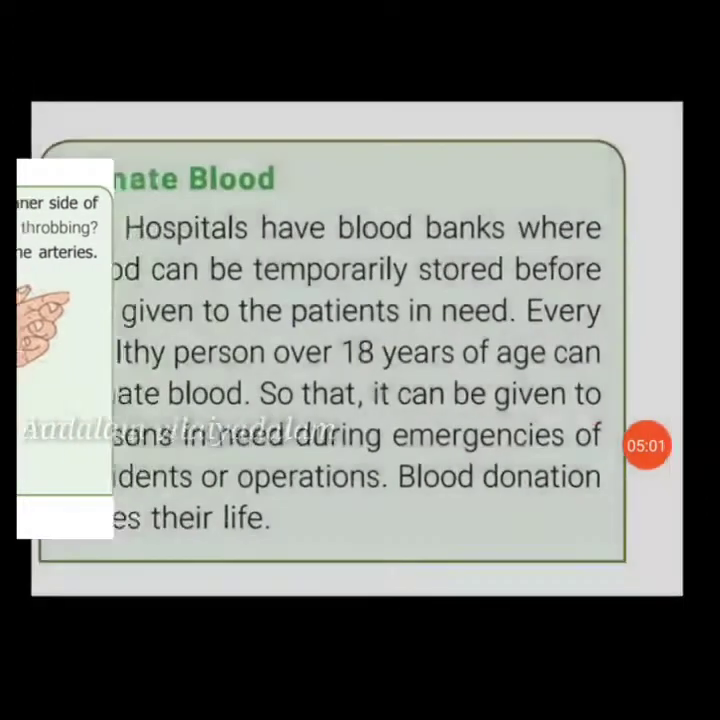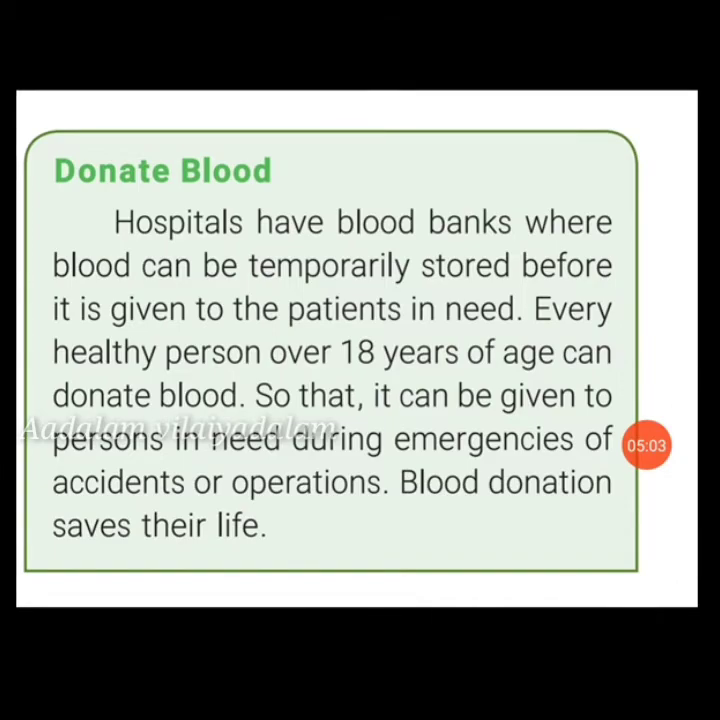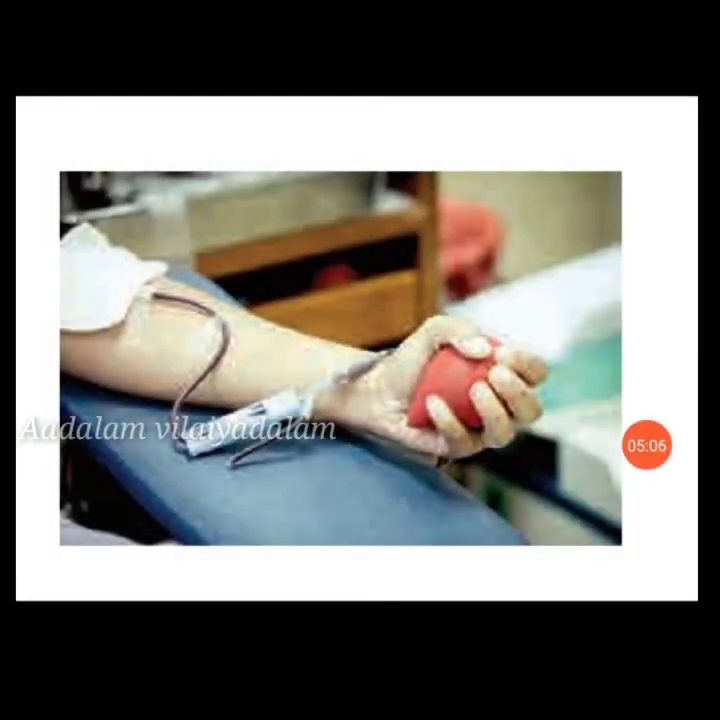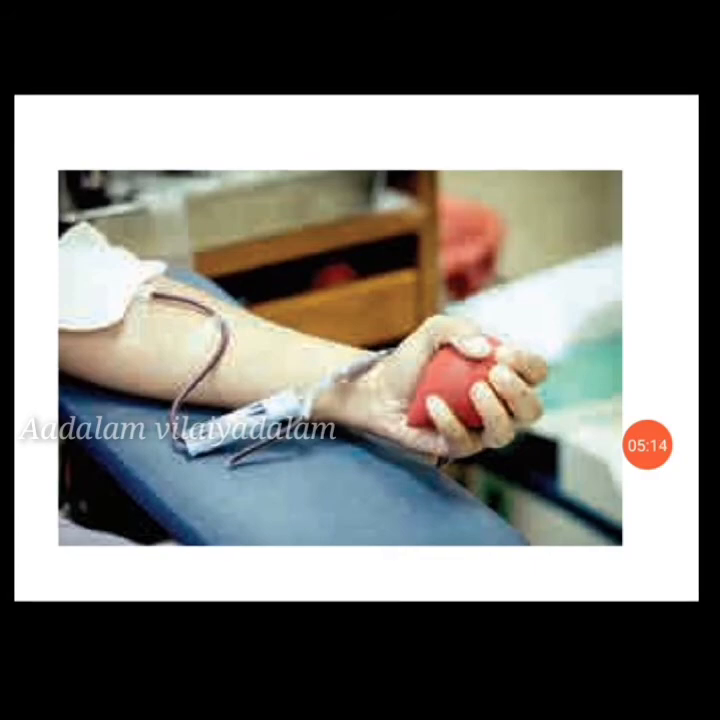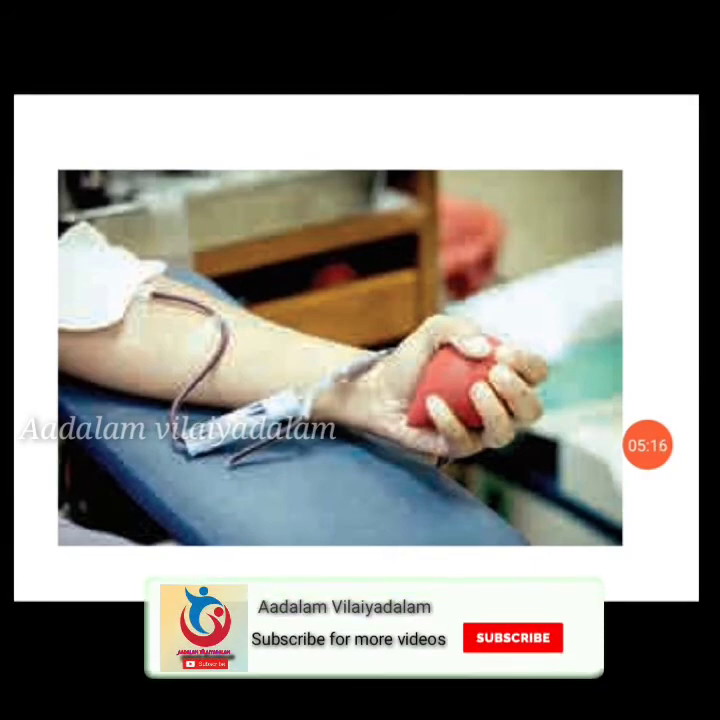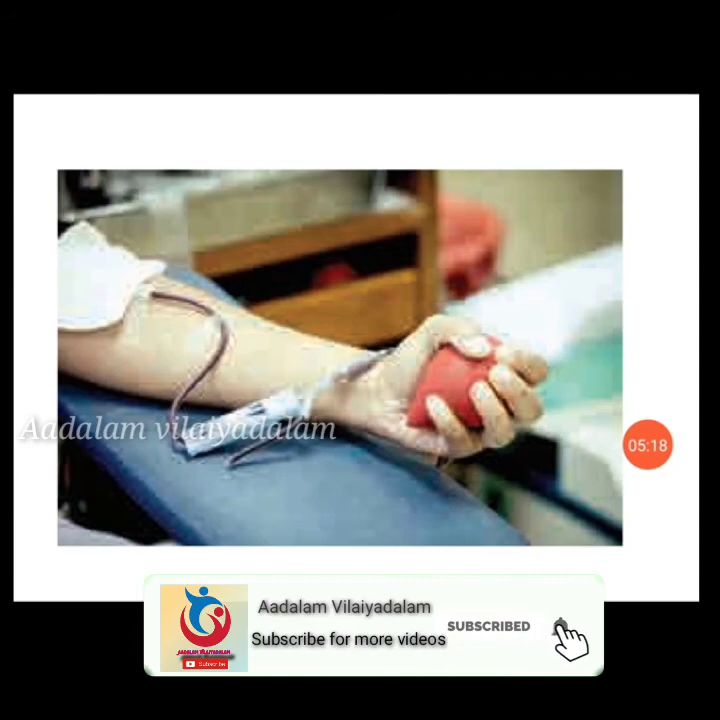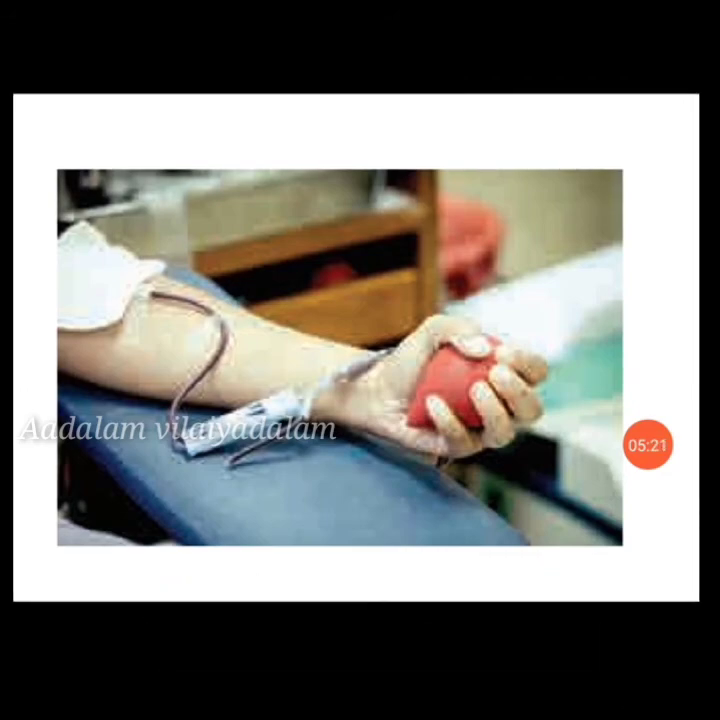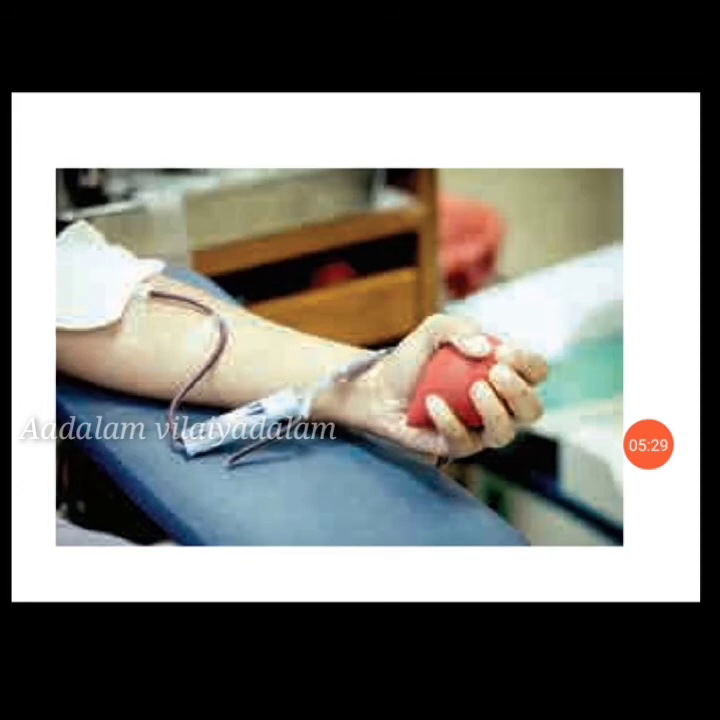Understood? Next, donate blood. Every healthy person over 18 years of age can donate blood so that it can be given to a person in need during emergencies of accident or operations. Blood donation saves lives. Hospitals also have blood banks, where blood can be temporarily stored before it is given to the patient in need.